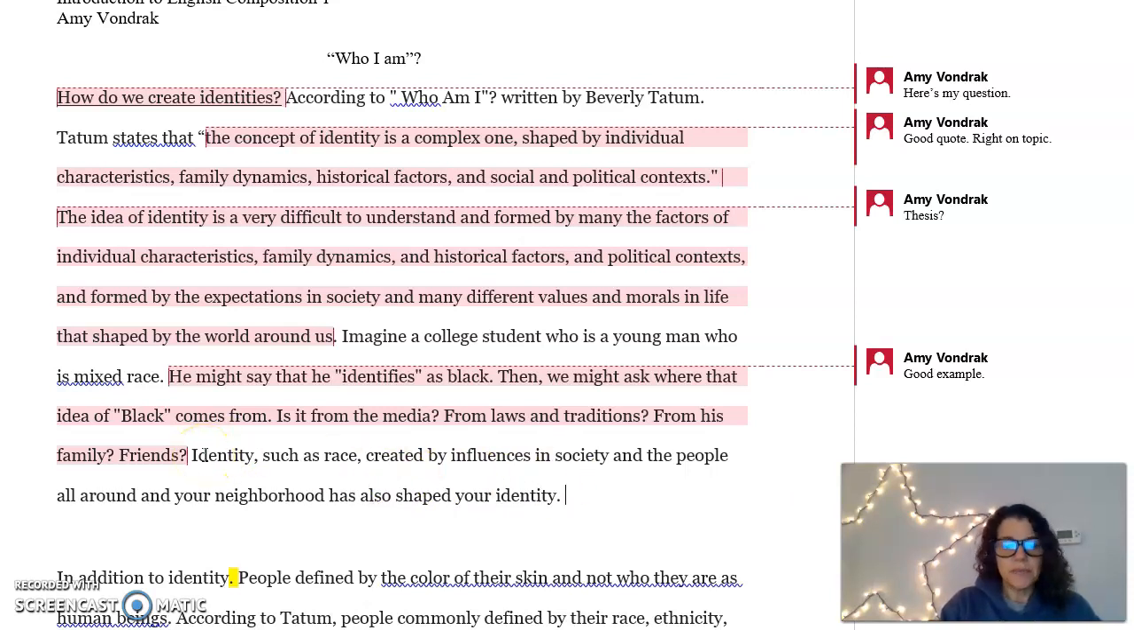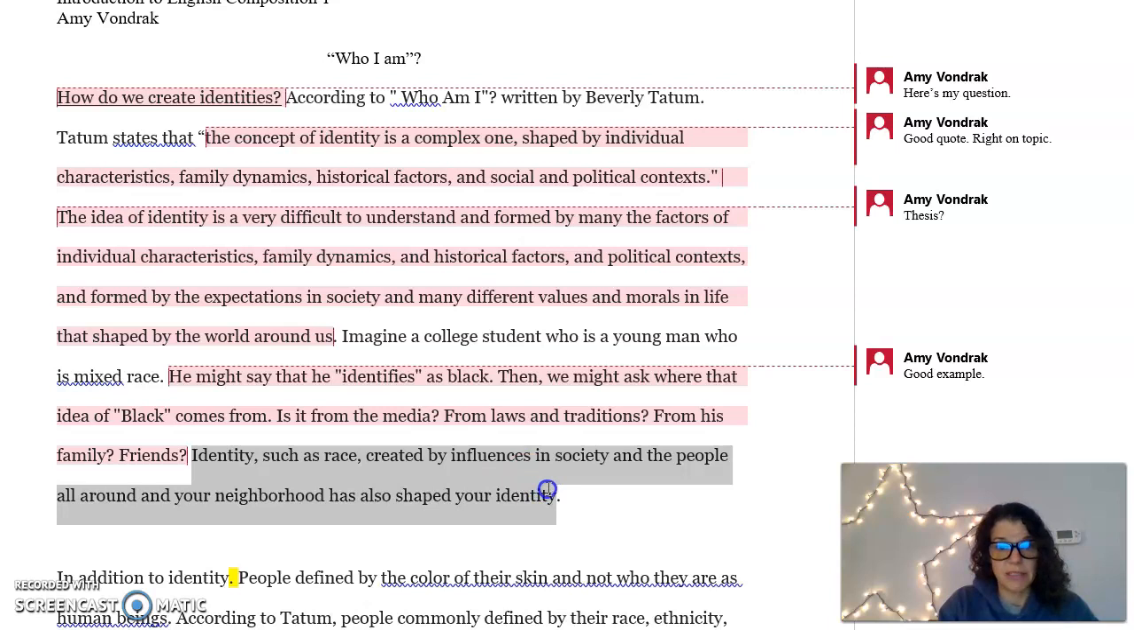Okay, carrying on. Identity, such as race, created by influences in society and the people all around and your neighborhood has also shaped your identity. Bam, I think that's my thesis.